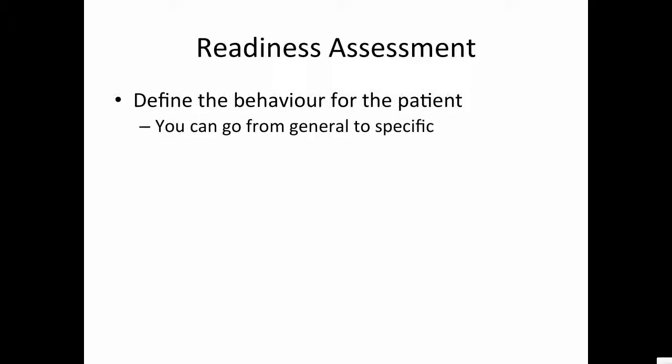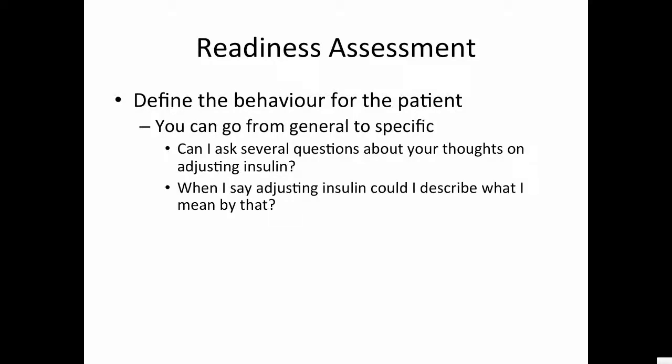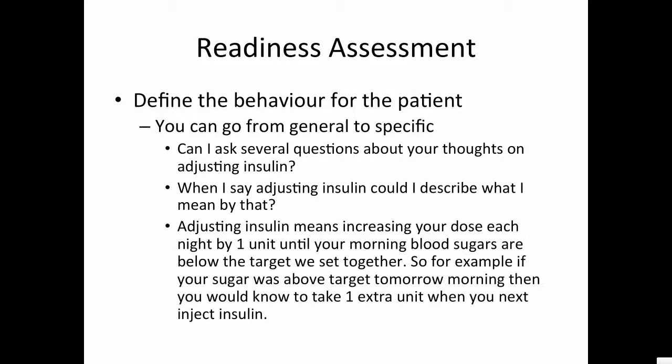You can go from general to specific, so you can be very specific about what you are asking them to do in relation to adjusting their insulin. And you can say, can I ask several questions about your thoughts on adjusting insulin? When I say adjusting insulin, could I describe what I mean by that? Adjusting insulin means increasing your dose each night by 1 unit until your morning blood sugars are below the target we set together. So, for example, if your sugar was above the target tomorrow morning, then you would know to take 1 extra unit when you next inject that insulin.